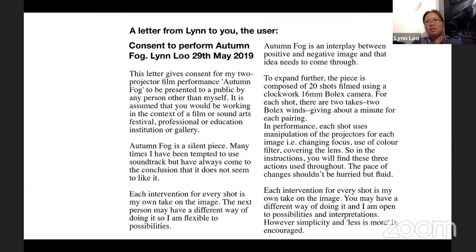So in that sense, I'm open to interventions of how it's presented, but hoping to keep the flow of the work, the essence of it. Yeah. So the letter helps me think about how the piece can carry on to another person.